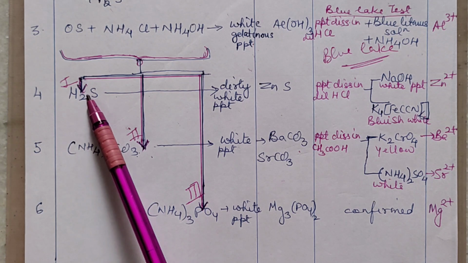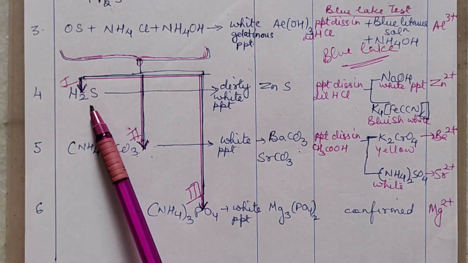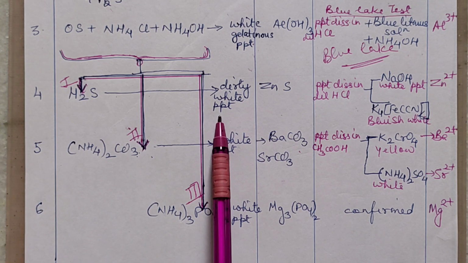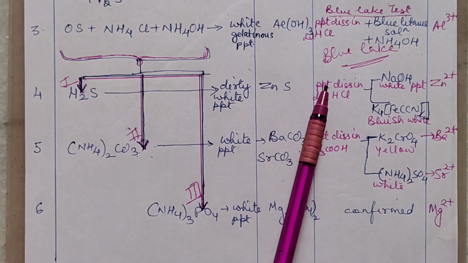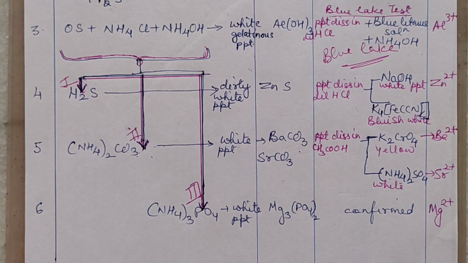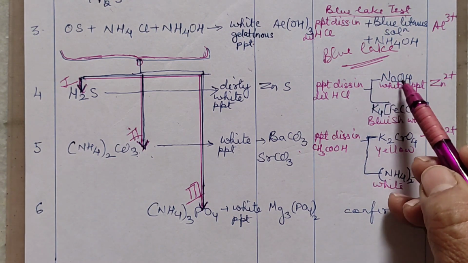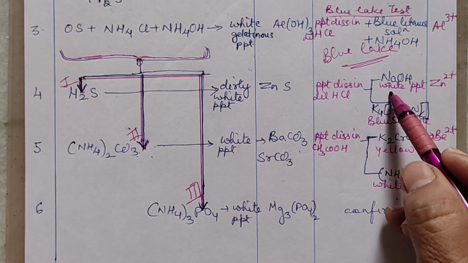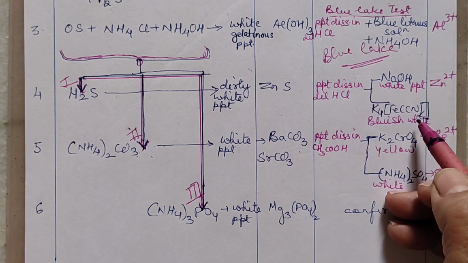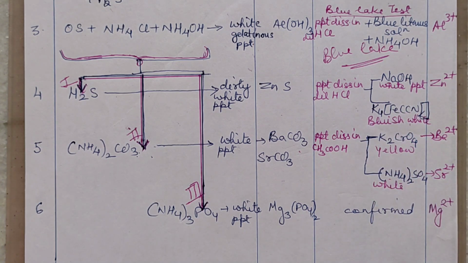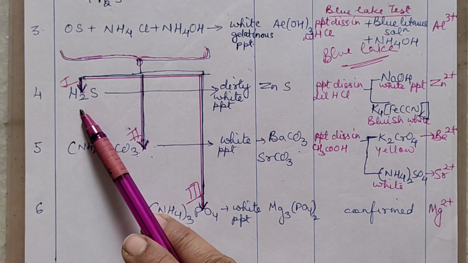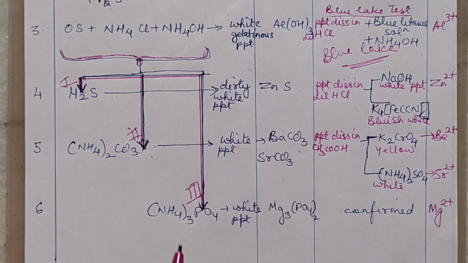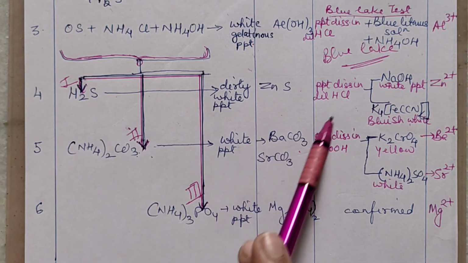So to the first part, if you add H2S and you get dirty white PPT, the fourth group is present. That PPT is of ZnS because zinc is the ion. The PPT is again to be dissolved in dilute HCl, and you divide into 2 parts. With NaOH, one part, you will get white PPT. With potassium ferrocyanide, second part, you will get bluish white PPT. So if the first part with H2S gives a positive test, go this way. Forget about the second and third part then, because you already got one ion.